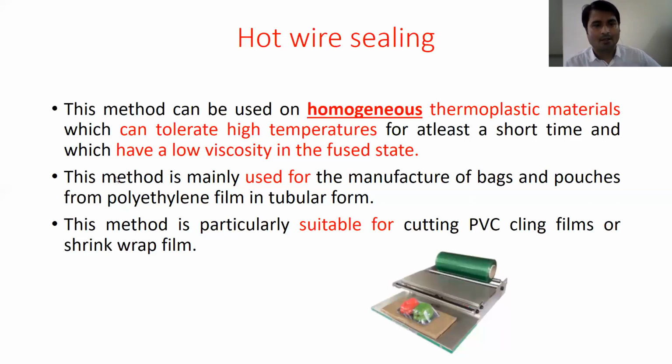So packaging film should follow all these properties. That type of packaging material we can use in hot wire sealing. This method is mainly used for manufacture of bags and pouches of polyethylene film in tubular form, and it is suitable for cutting PVC cling film or shrink wrap film. Already told. You can see here the example, your vegetables. This is the shrink pack. If you visit a supermarket, you can see such types of vegetables, which are shrink packed.